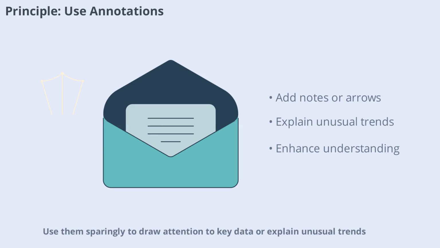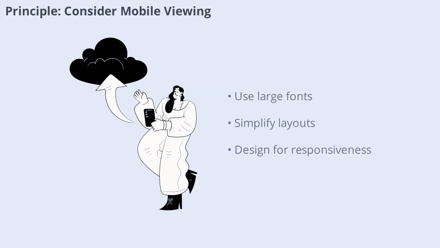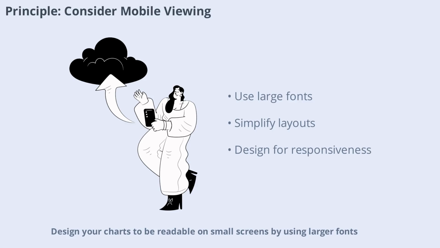Use them sparingly to draw attention to key data or explain unusual trends. Effective annotations enhance understanding without cluttering the chart. Many people view data visualizations on mobile devices. Design your charts to be readable on small screens by using larger fonts, simplified layouts, and responsive designs. Mobile-friendly visuals ensure your message reaches a wider audience.